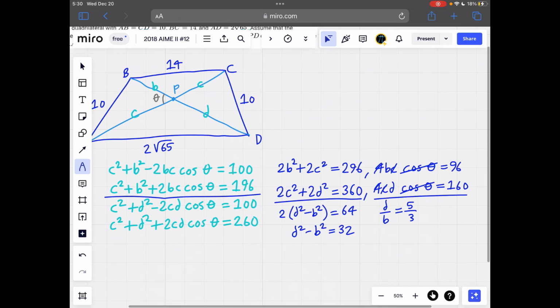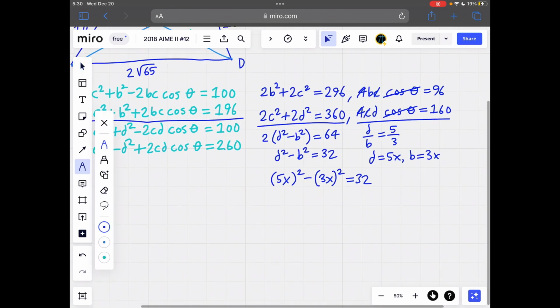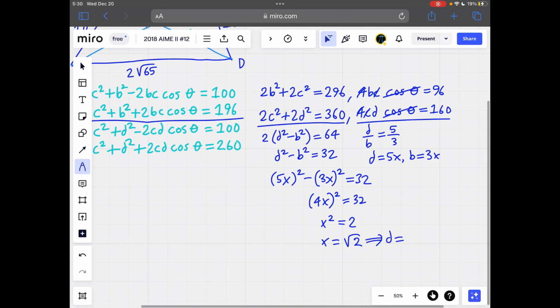So what can we do now? Well, we can let d equal 5x and b equal 3x for some positive real number x, so that 5x squared minus 3x squared is 32. And what can we do with that? Well, 5x squared minus 3x squared is 4x squared. That's equal to 32. So x squared is 32 over 4, which is 32 over 16, or just 2. And therefore, x is equal to root 2. So d is equal to 5 root 2, and b is equal to 3 root 2.